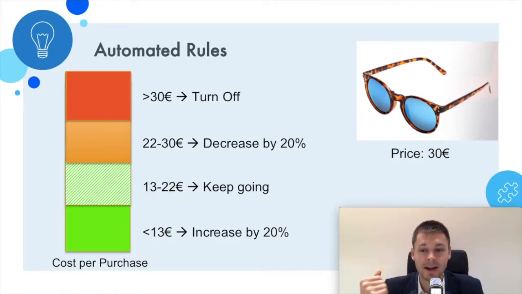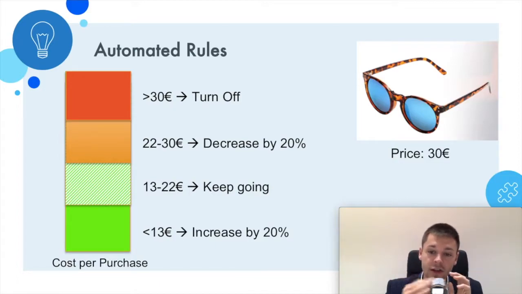Of course, you have them in mind when you take your decisions, and you can also put them into the automated rules. The automated rules are basically if-then conditions. If, for example, cost per acquisition is above 30 euros, then turn off the ad set, like the one in the red zone at the top. And on the other side, if the cost per acquisition is below 13 euros, then increase the budget for this ad set, for example, by 20%.